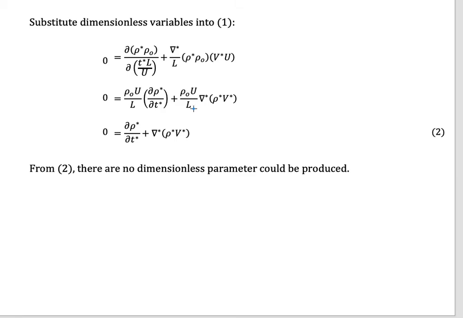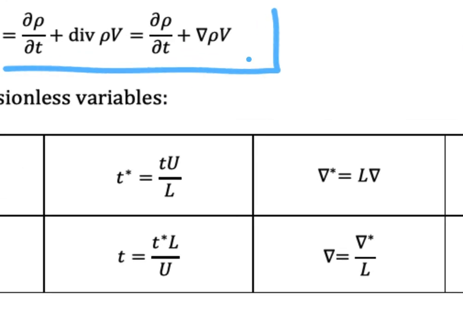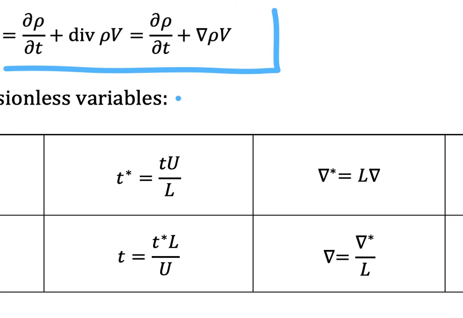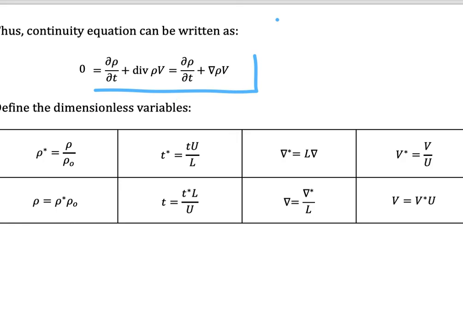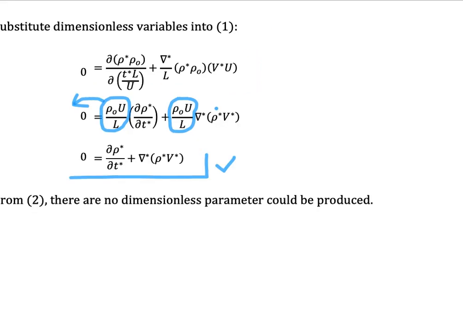After this, we can factorize because we have the same terms here, rho naught u over L, and bring them to the left hand side, so the final equation is like this. This term is similar to the original equation here. So we can conclude that no dimensionless parameter can be produced from the continuity equation.